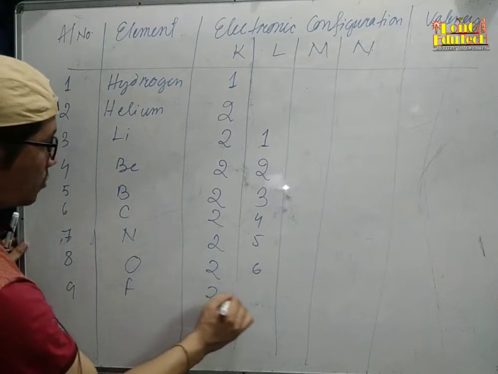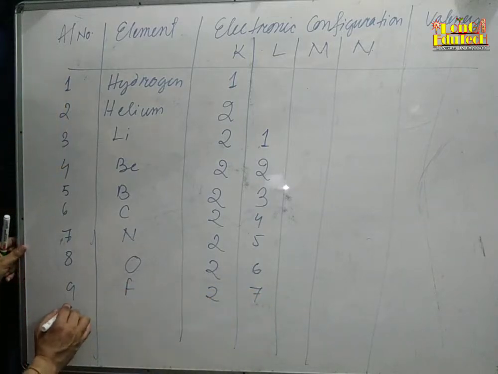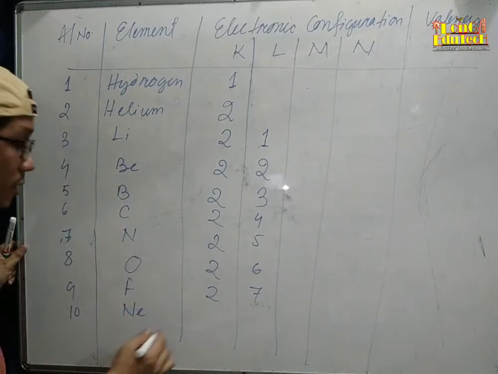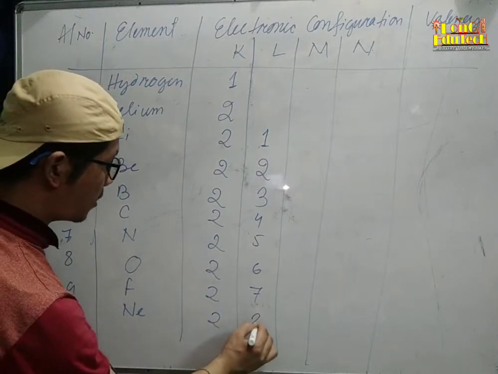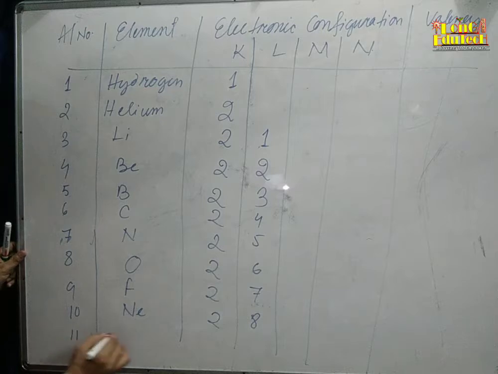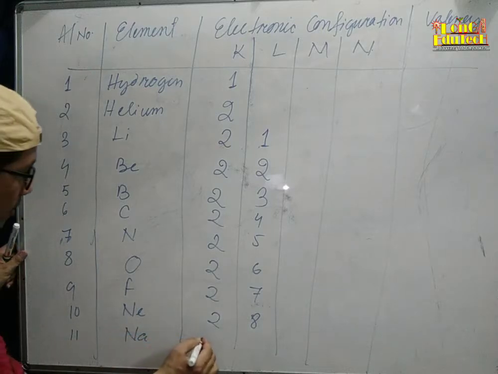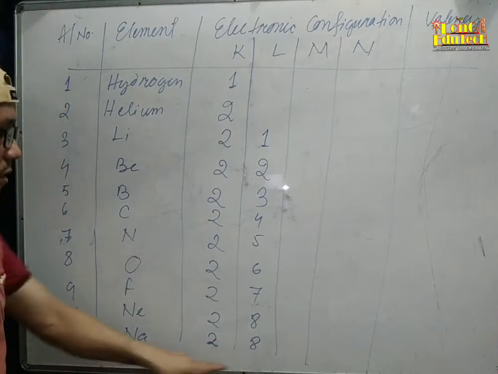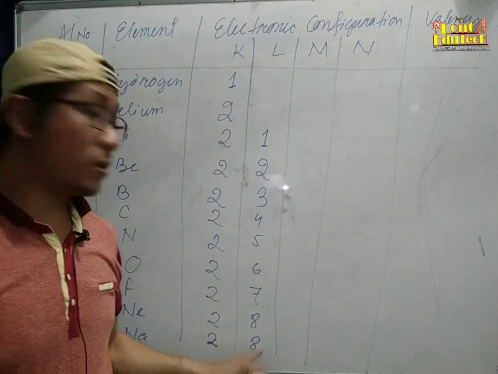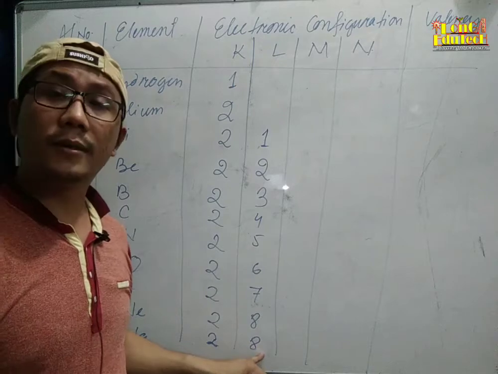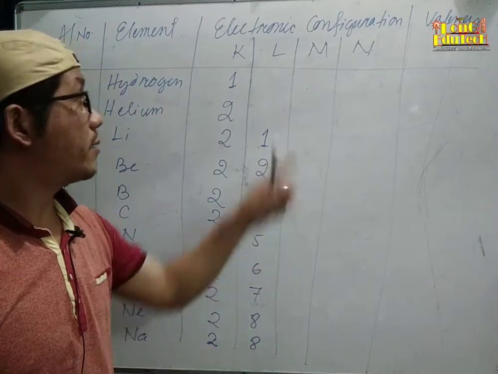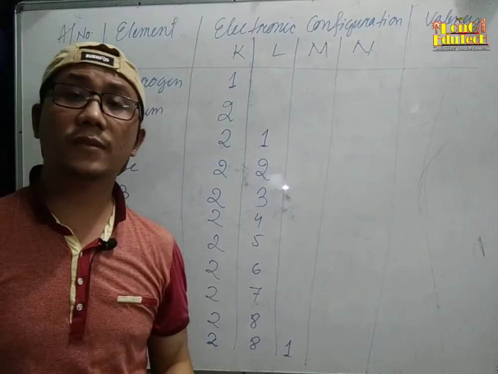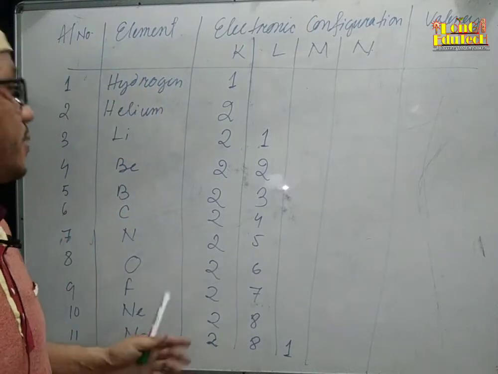That comes to 2, 7. Okay, number 10 is neon, Ne. Neon also comes here 2, 8. But it comes to 11, that is sodium, Na. That comes to 2, 8. How much remains? That is 8. Okay, it also cannot take more than 8, told you before. Alright. So 1 remains, so it will give to the M cell. Yeah. So this is for the first 10 elements I am giving here.